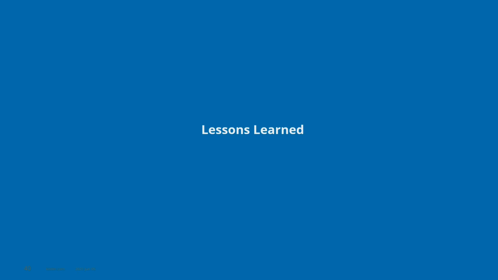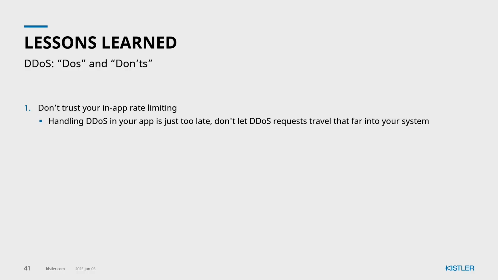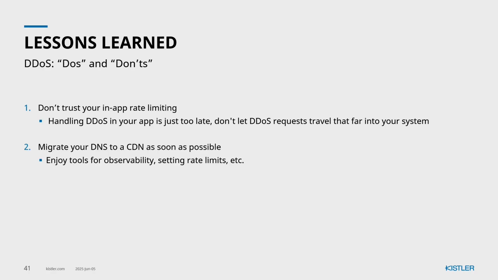So all in all, lessons learned, what to do and what not to do. Please don't rely on any in-application rate limiting. It's not meant to fend off any DDoS attacks. It's just too late in the infrastructure chain. Migrate your application, your DNS, to a content delivery network as soon as possible, even if you don't need caching. Even if you configure that CDN to just forward everything to your servers all the time, even then it's fending off the network layer attacks.